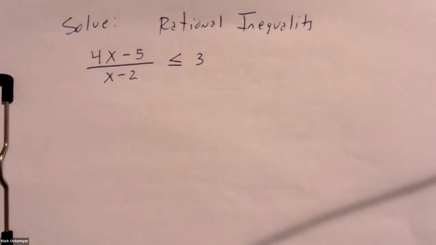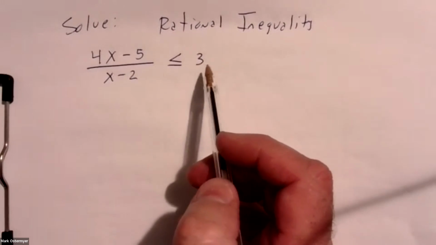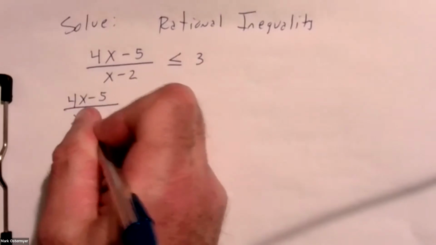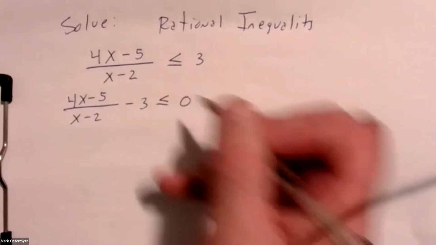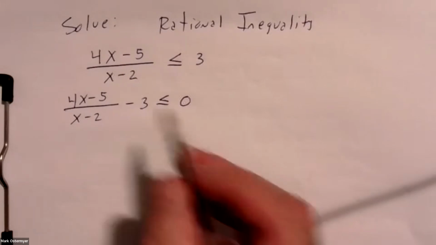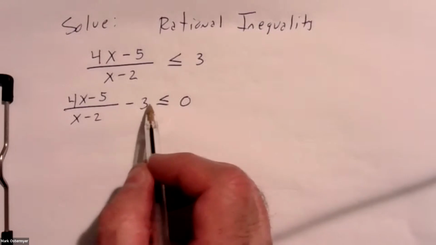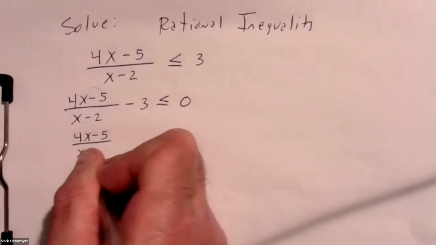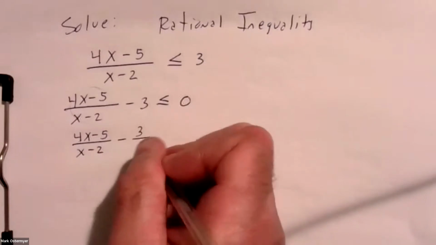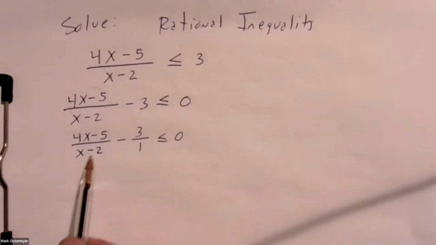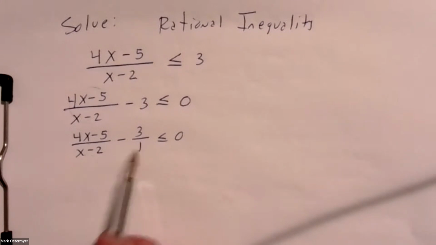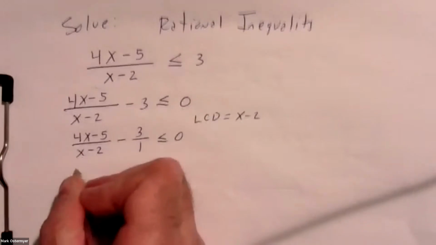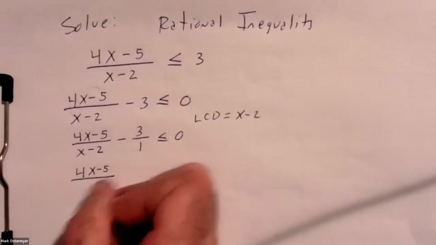To do that, first we want to get 0 on one side of our inequality, just like we did with polynomial inequality. So I'm going to subtract 3 from both sides. When I do that, the right side will go to 0. Now I have to get a common denominator to subtract 3 from this rational expression. Now this 3 really sits over what? 1, understood, correct? So what would be my least common denominator here of 1 and x minus 2? Least common denominator would be x minus 2. This fraction already has a least common denominator. We don't have to do anything to it.